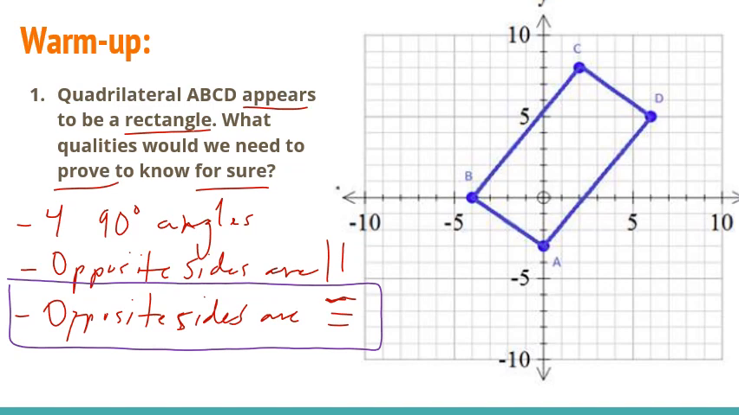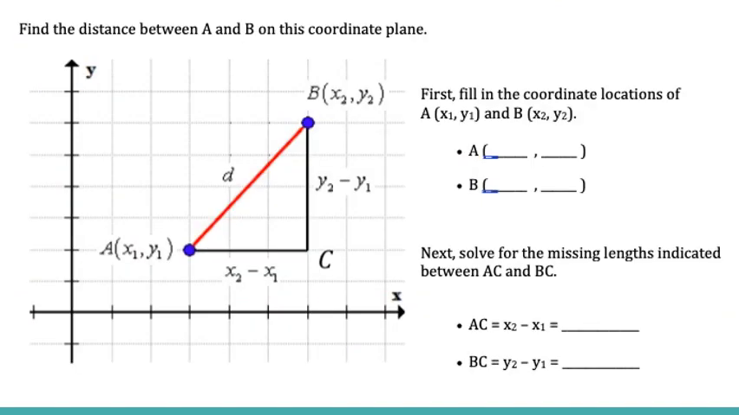We're going to learn how to actually prove the distance of lines on a coordinate plane. And the way we're going to do this is through something called the distance formula. So let's introduce it by showing an example here. Let's say we were asked to find the distance between point A and B on this coordinate plane. It's the line that you see in red here.